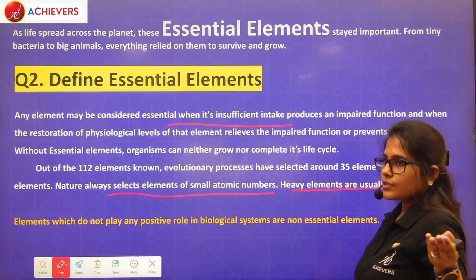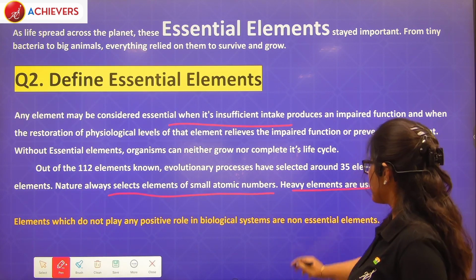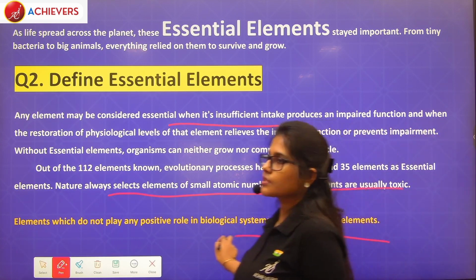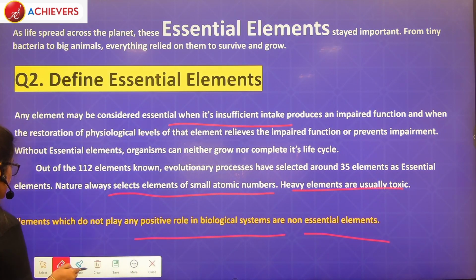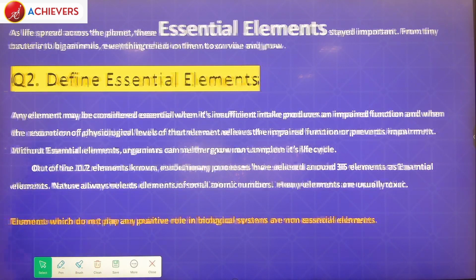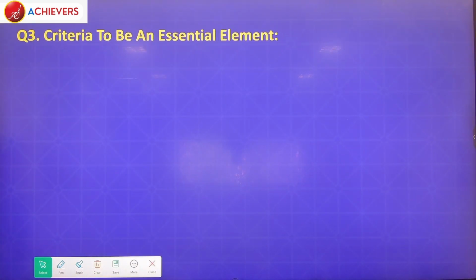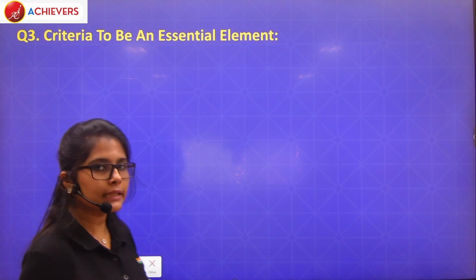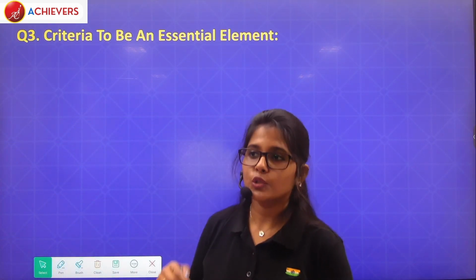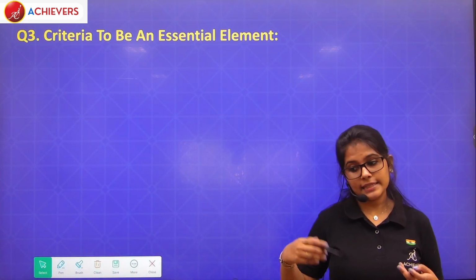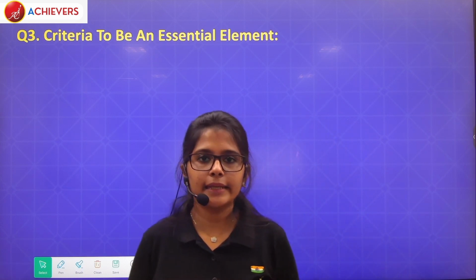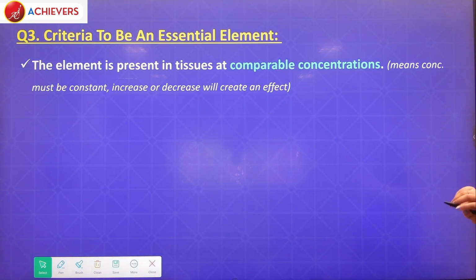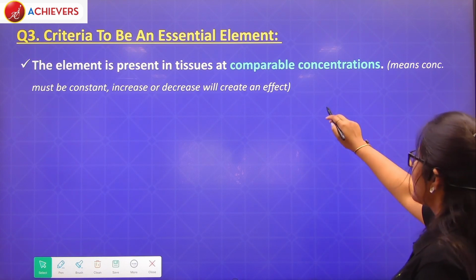And if essential elements समझ लिया तो फिर नॉन एसेंशियल एलिमेंट्स मतलब कौन है जिसका कोई पॉजिटिव रोल बायोलॉजिकल सिस्टम में नहीं होता है. Those are basically our non-essential elements. नेक्स्ट क्वेश्चन इज कि एसेंशियल एलिमेंट बनने के लिए क्राइटेरिया है क्या है. एक जॉब पाने के लिए क्राइटेरिया होता है, एग्जाम देने के लिए क्राइटेरिया होता है, वैसे एसेंशियल एलिमेंट्स होने के लिए क्राइटेरिया क्या है. The element is present in tissues at comparable concentrations.